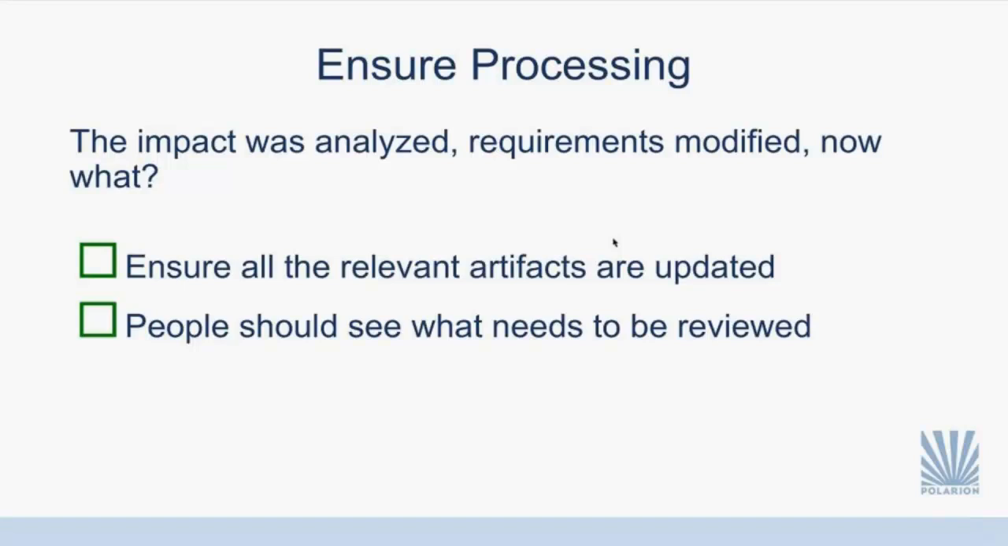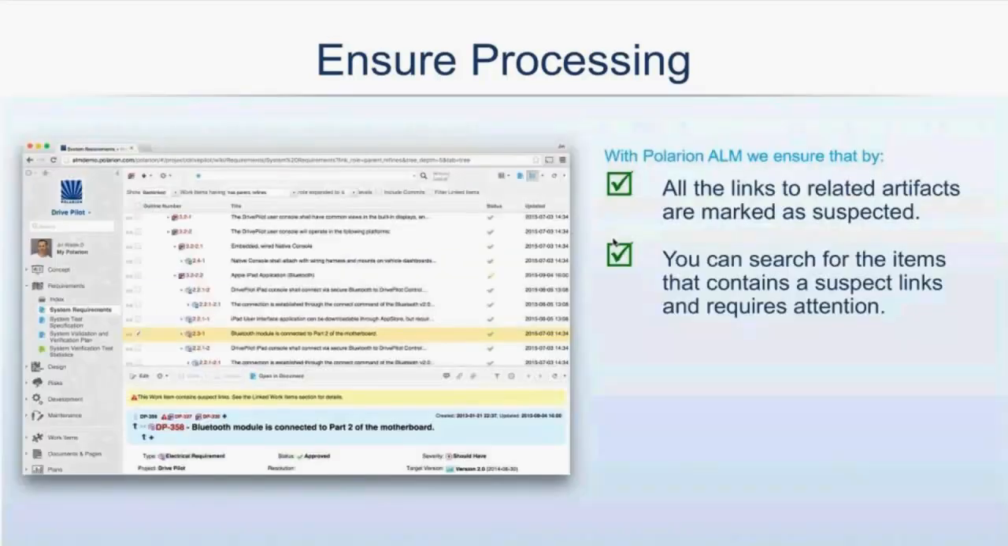How does Polarion help to process all the changes? If you need to ensure that all the relevant artifacts are updated, if I modify the business requirements, I need to ensure that all the related functional requirements or design items have been modified. I need to help the people know what needs to be reviewed. We help that by so-called suspect link propagation.